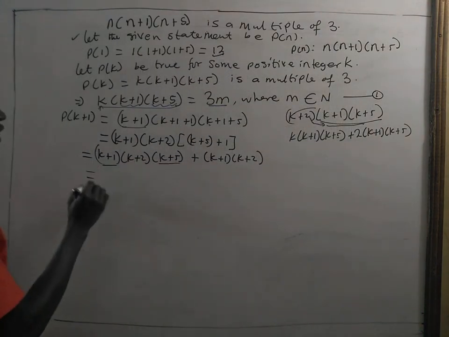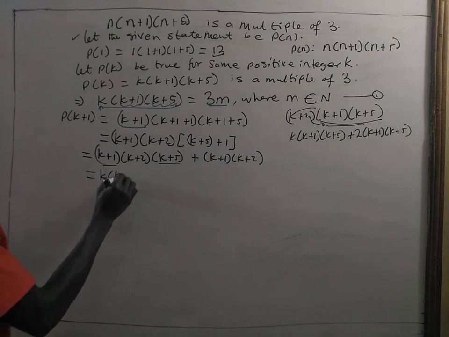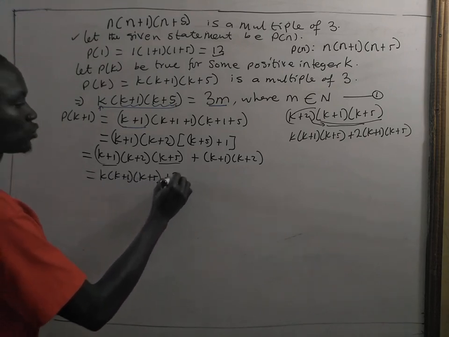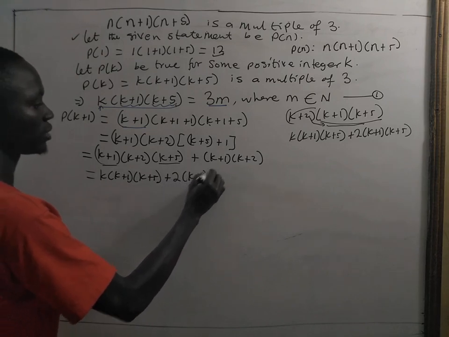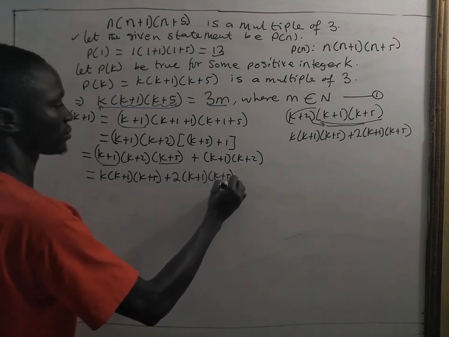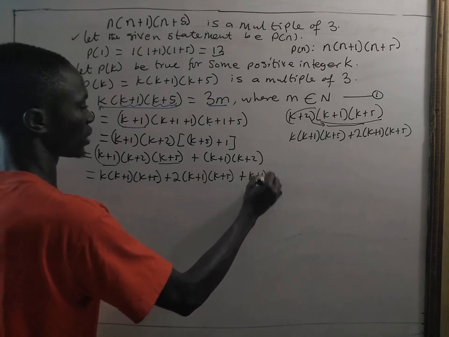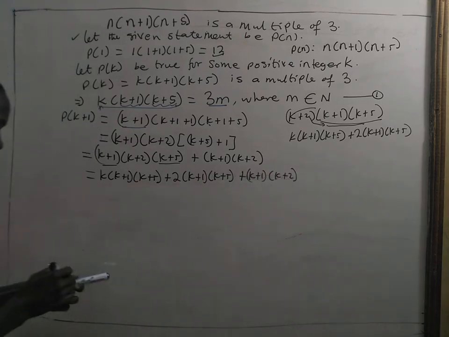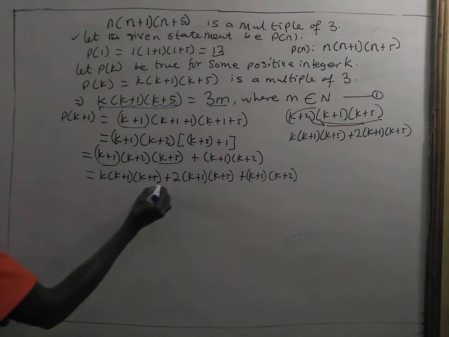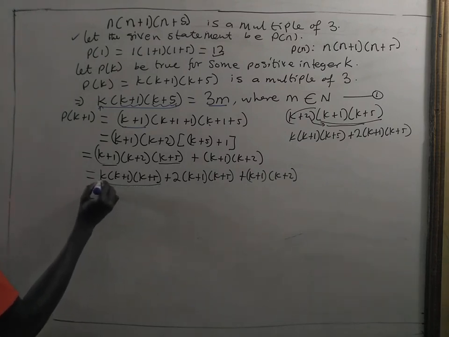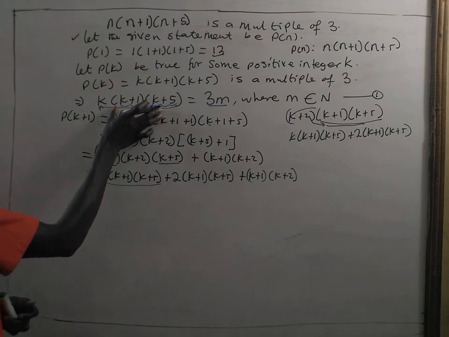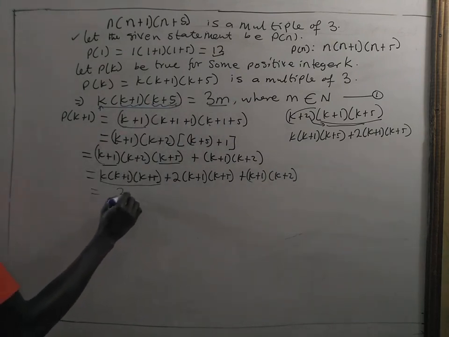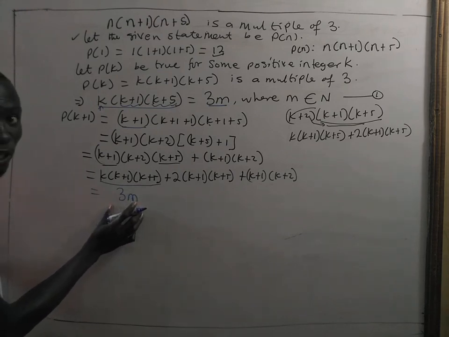So here we are going to get k times k plus 1 times k plus 5 plus 2 times k plus 1 times k plus 5 plus k plus 1 times k plus 2. Wow. You've seen that we have this expression here. That is exactly what we have here, and it's equal to 3m. So we write 3m, that is Pk.